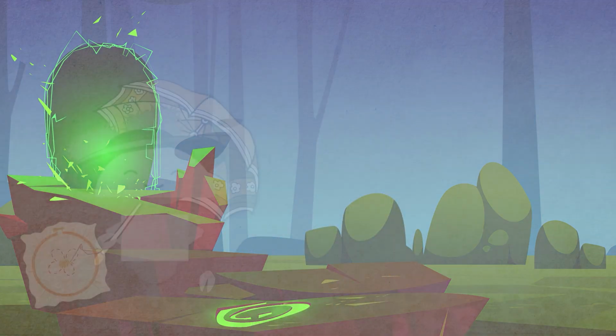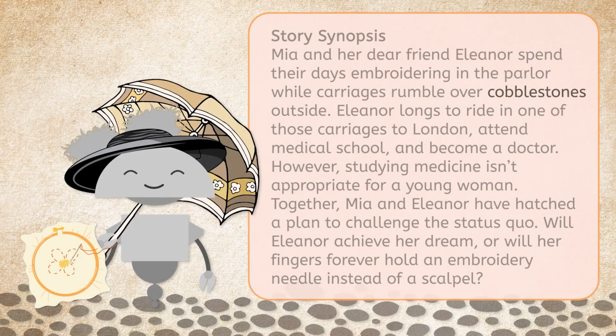Wow! Let's figure out the setting. In your PDF, underline or highlight along with me as we look for details that show us when and where this is happening. I noticed cobblestones and carriages. That makes me think this is historical. There's also parlor, an old-fashioned word for living room. Plus it mentions embroidering, which used to be a more common hobby.